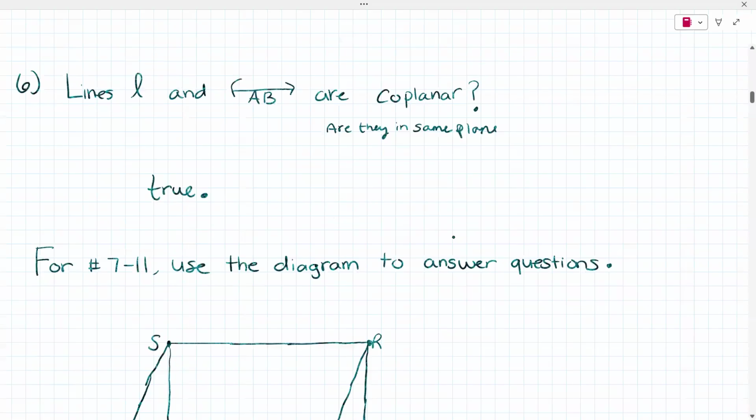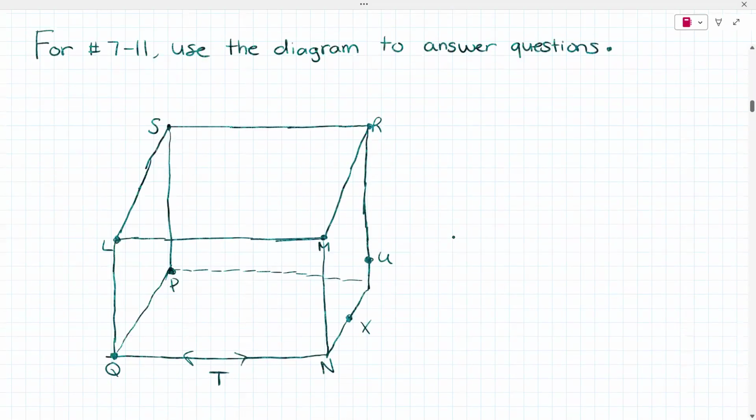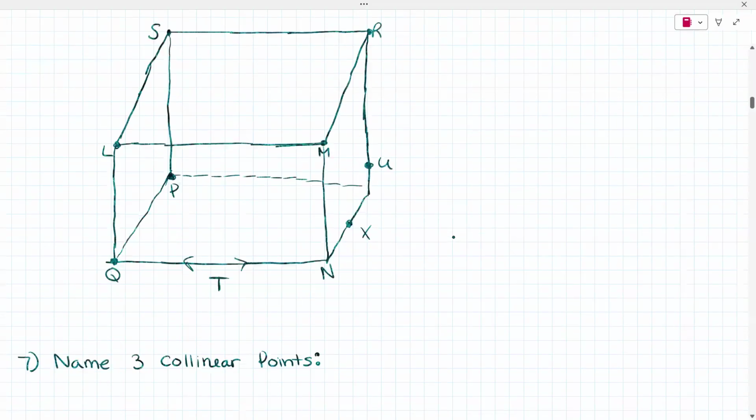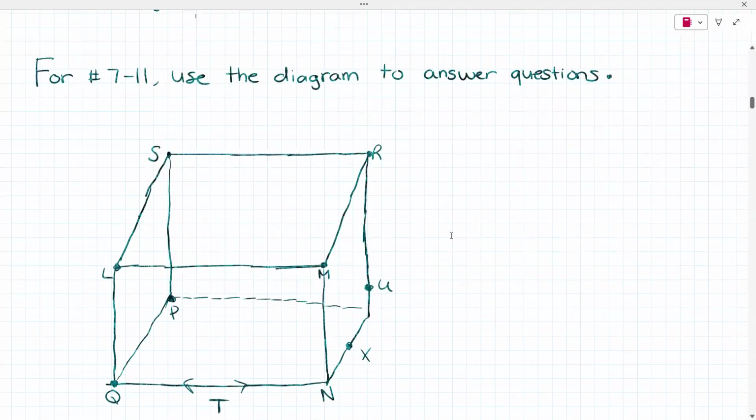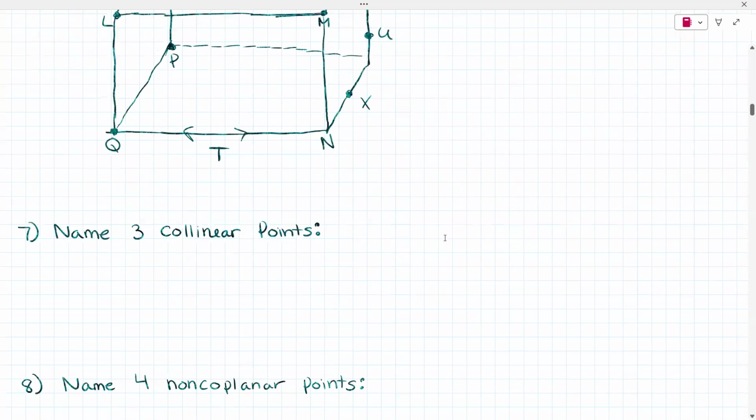Okay, for number 7 through 11, use the diagram to answer the questions. Here we have some kind of cube. I tried to make my best cube. It's supposed to be a cube. So name 3 collinear points. What is collinear? It just has to be in the same line. It's not the same thing as coplanar, meaning coplanar has to be in the same plane. So there's more than one answer.